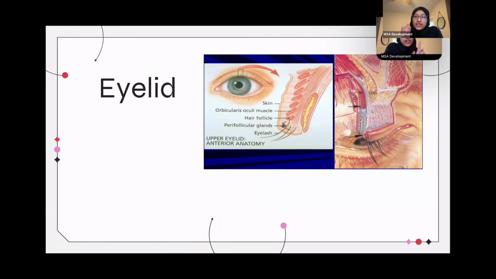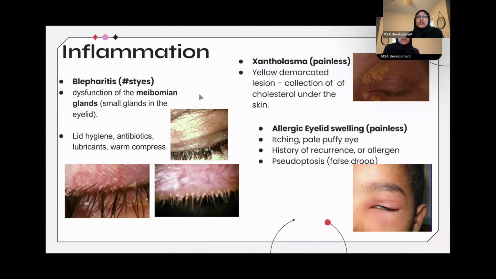The muscle of the eyelid is important to know. Remember that the orbicularis oculi muscle surrounds the eye and controls our opening and closing. You have hair follicles, glands, and eyelashes. All of these are important because, again, you can have a lot of disorders.